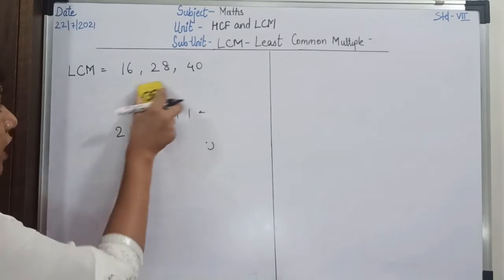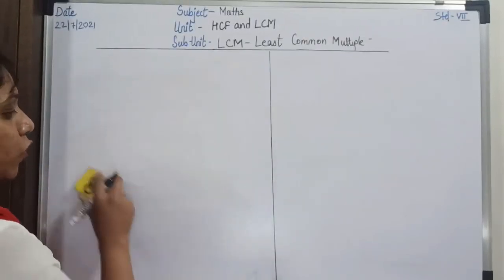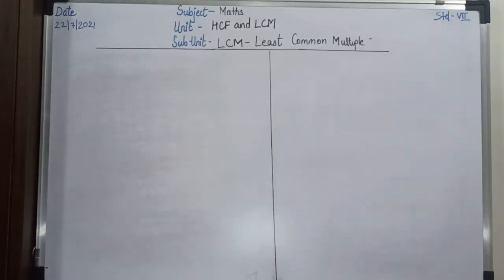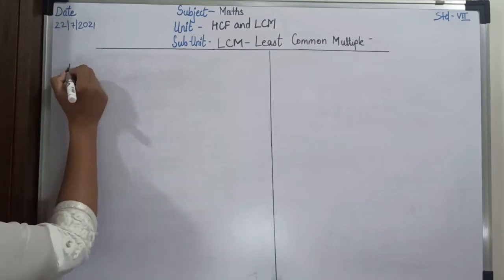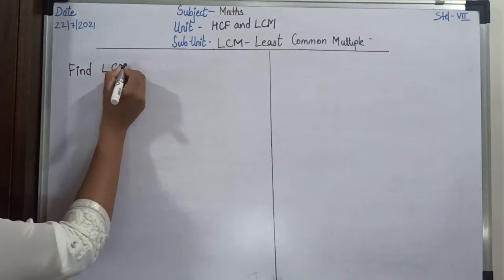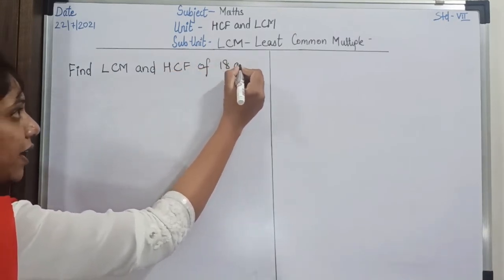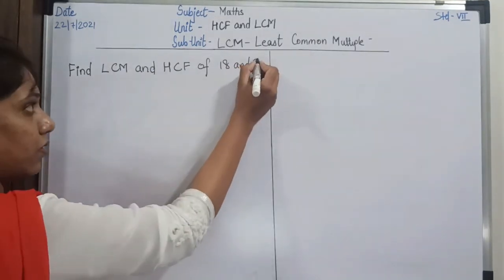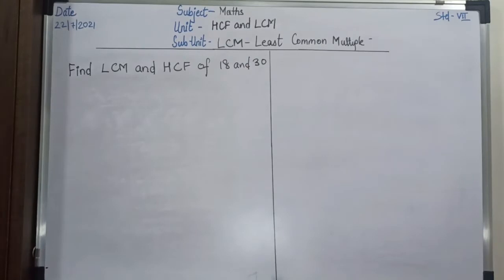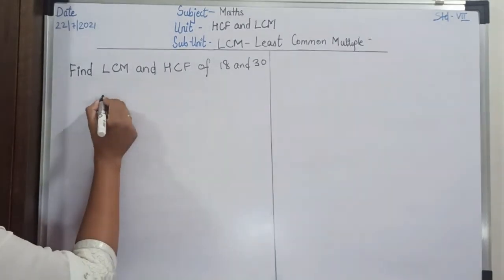I'm erasing this, children. This is very simple. It's just like HCF, but you have to include the factors which are not common also. Now we will do one more sum. Okay? Find the LCM and HCF of 18 and 30. Over here they have told us to find the LCM and HCF both. Okay, now first, before going ahead, we will solve the LCM and HCF of 18 and 30.